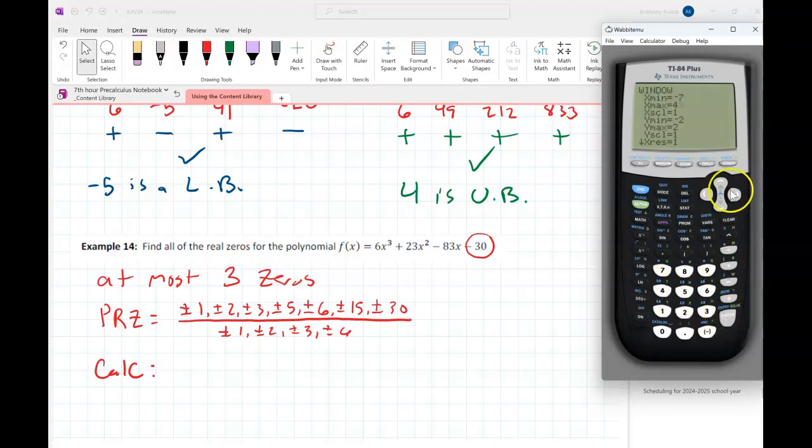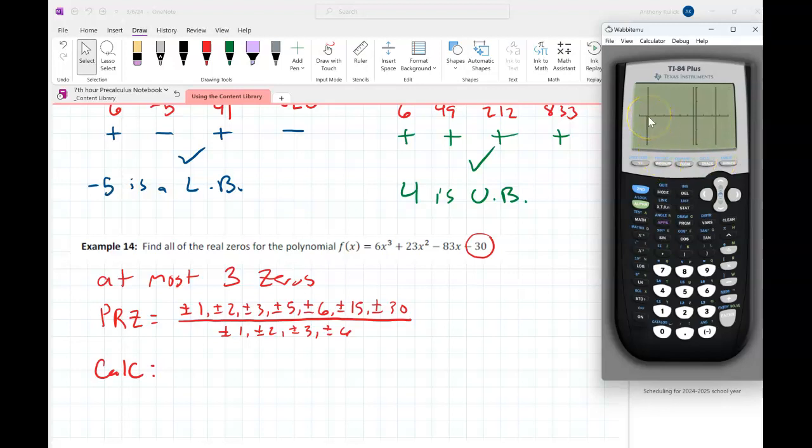So I'm going to just reset my window there, narrow it down from -30 to +30 to about -7 to +4, just in case there's a bend or a bounce. I want to be able to see what's happening on the other side of -6 and the other side of +3. So I want to give myself a little bit of room.